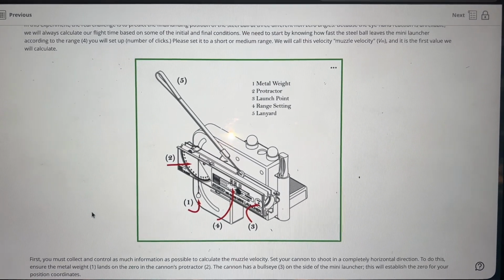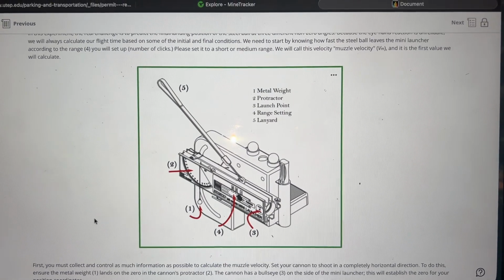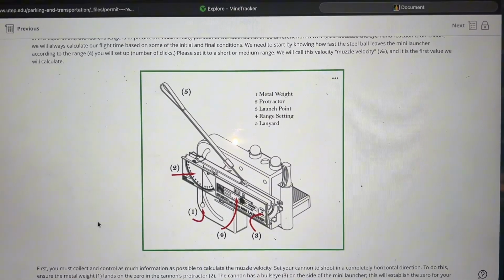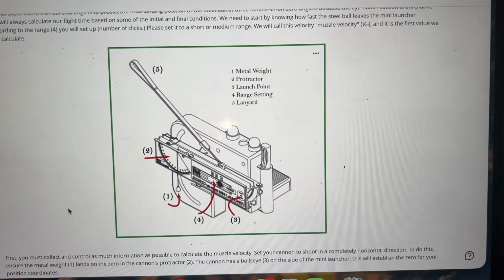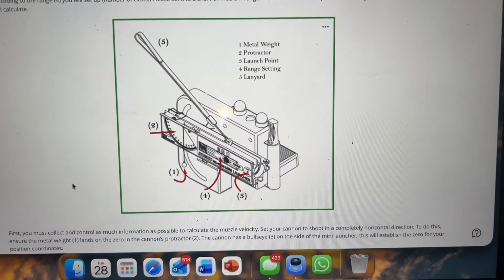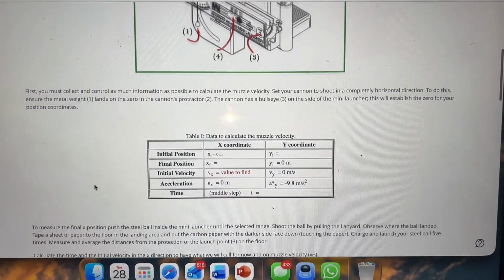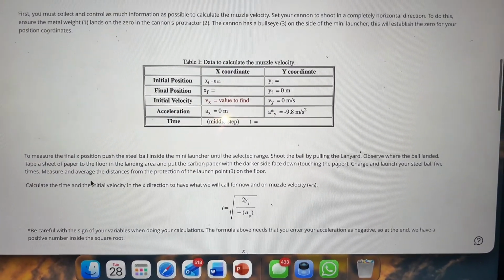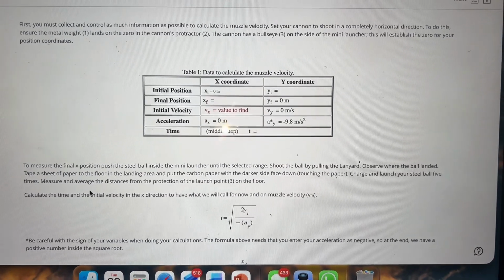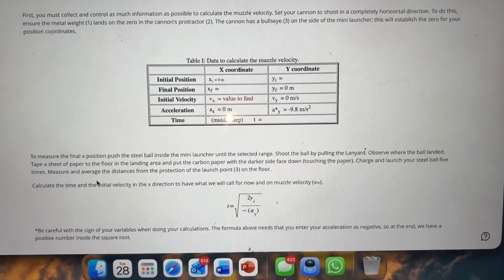we had a metal weight, a protractor, a launch point, a range setting, and a lanyard. So this was basically our equipment setup that we explained earlier in our materials. So first, we're gonna come down here to our first table, which is gonna do our calculating for our muzzle velocity.